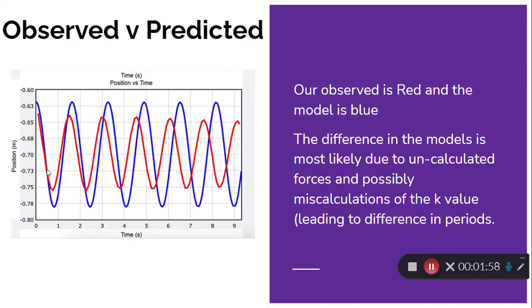All right, so next, our model here, observed versus predicted. Our observed is red and the model's blue. The difference between the two is most likely due to uncalculated forces and possibly miscalculations of the k value. There are quite a few forces that could be acting on it, and I believe this to be the reason that the model is very consistent in its oscillation, while the experimental data seems to be acting with a smaller and smaller period with each oscillation.